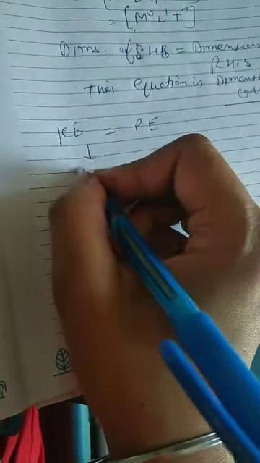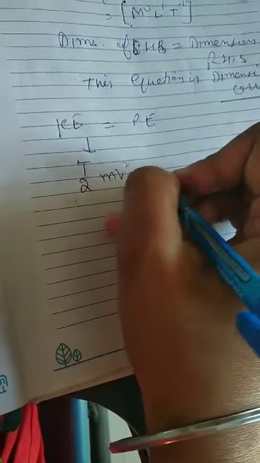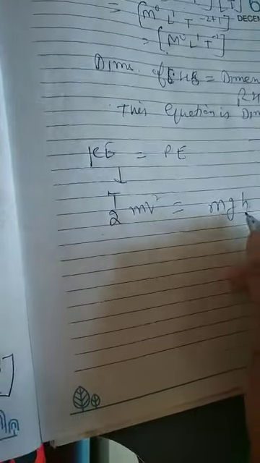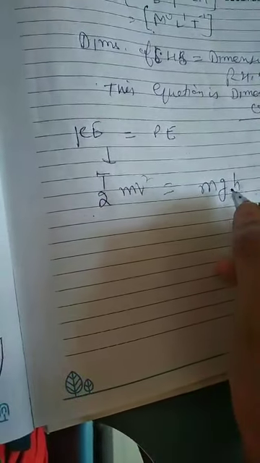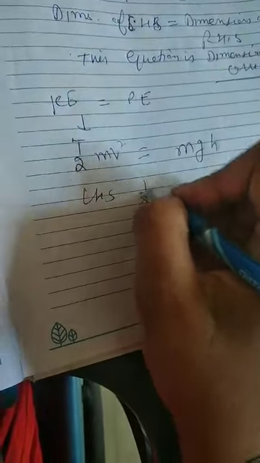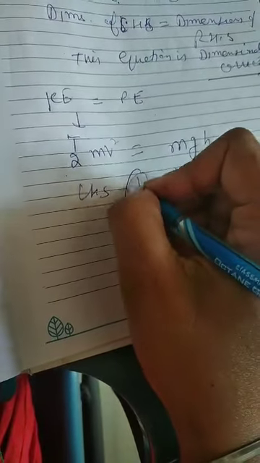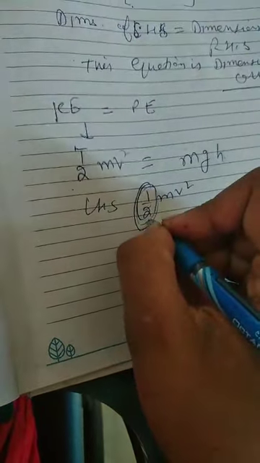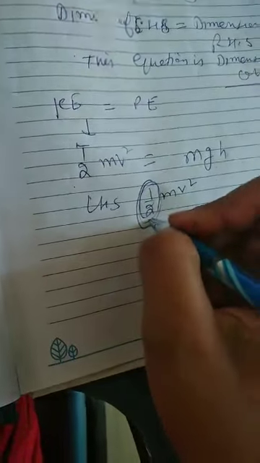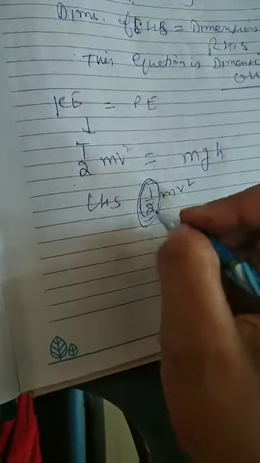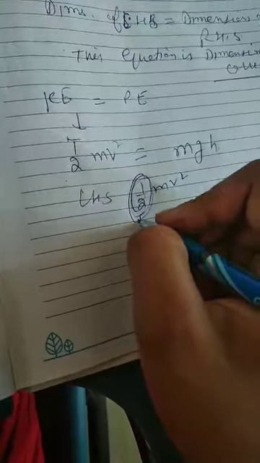Let kinetic energy be equal to potential energy. What is the formula for kinetic energy? Half mv square, and for potential energy mgh. Prove the correctness of the equation. Half mv square is equal to mgh. Left hand side is half mv square. But this half is a dimensionless constant. This is the 1 and 2. This is dimensionless but a constant term, so it has no dimensions.